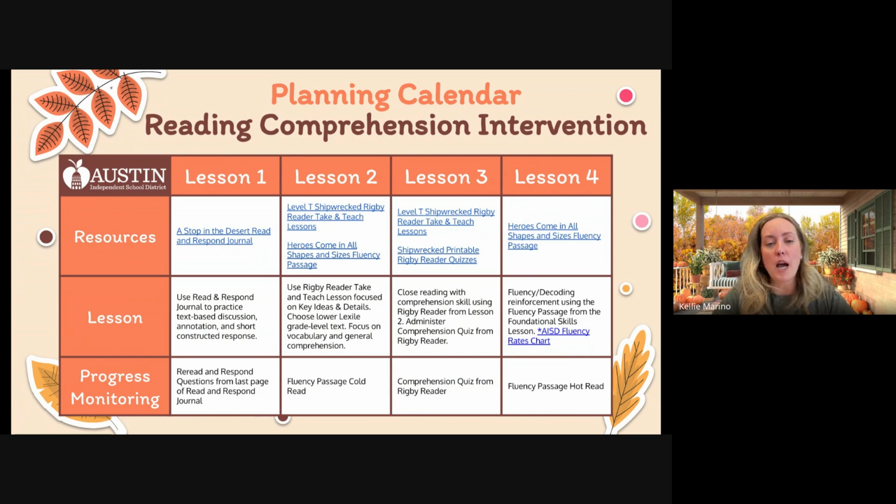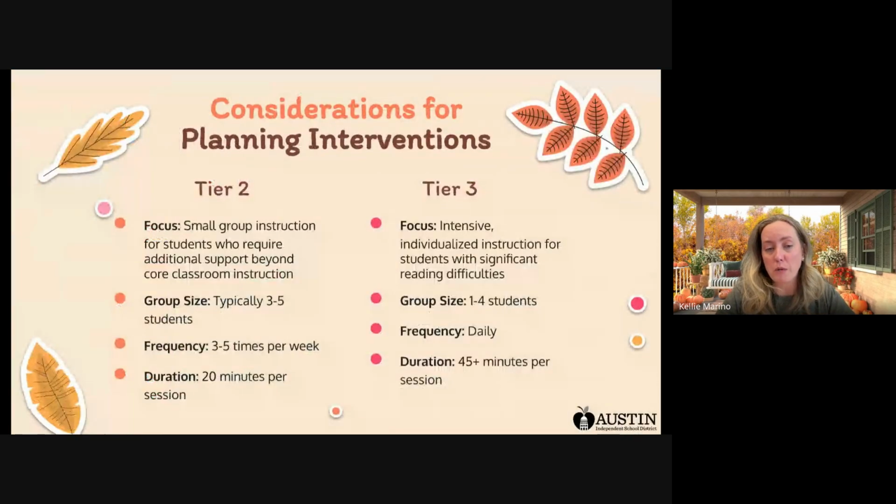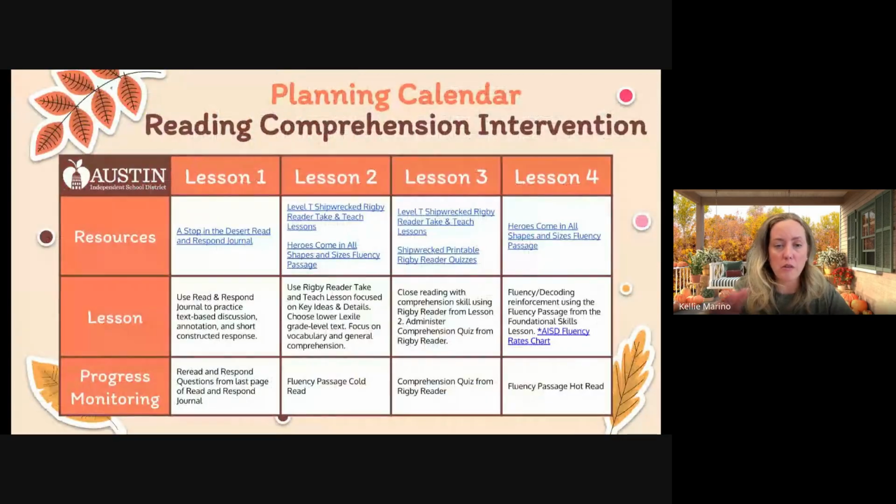On lesson 3, I have the same Take and Teach lesson listed for the Rigby readers. And then I have the printable comprehension quiz. So I would do a close reading with the comprehension skill using the Rigby reader from lesson 2. So I'm not picking a new text. We're doing a close read on the 1. And then I'd administer the comprehension quiz from the Rigby reader. Sorry, I just clicked all over the place. So my progress monitoring piece that day, if I chose, would be the comprehension quiz from the Rigby reader.